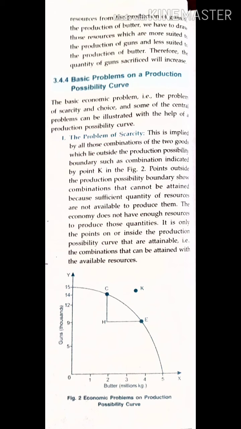Why? Because there is a problem of scarcity. Now, the economy does not have enough resources to produce those quantities. It is only the point on or inside the production possibility, inside, which is the inside point, that is point H. Either you can produce C, E, or you can produce H.